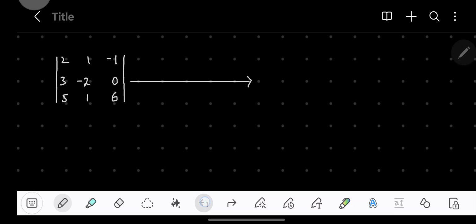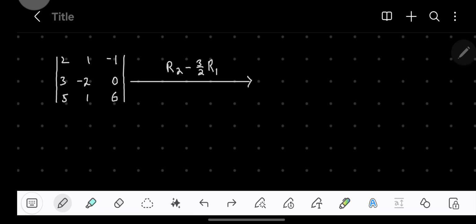So in this way, you can write R2 minus 3 by 2, because this is 3 and this is 2, which I have written, times R1, because this was the pivot entry.